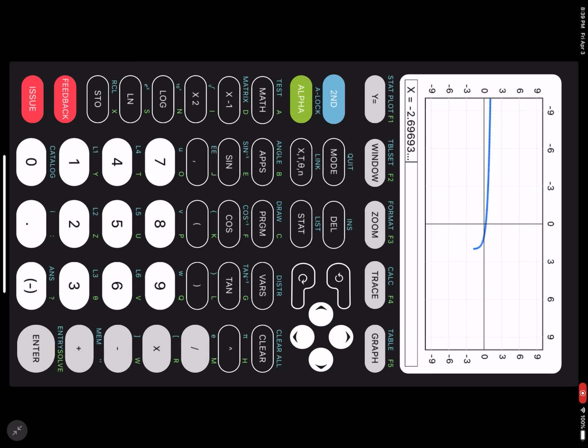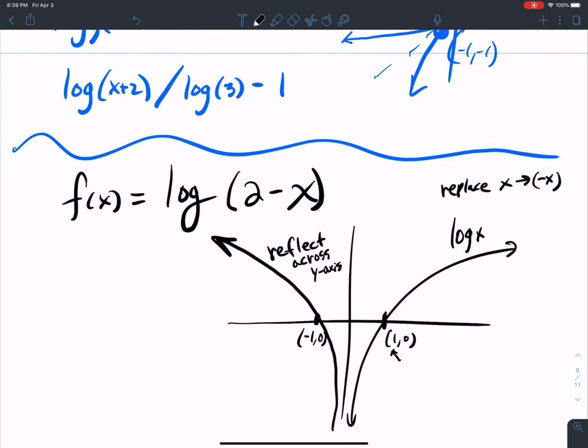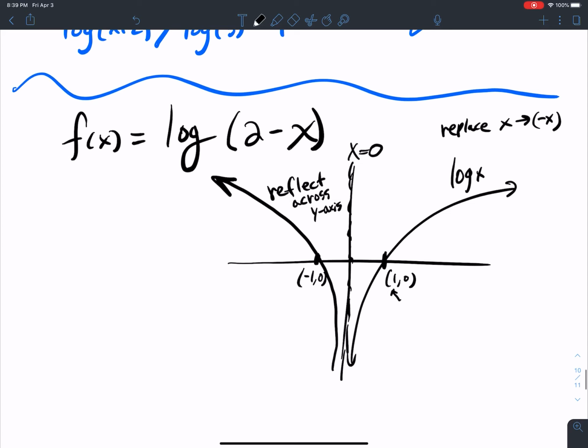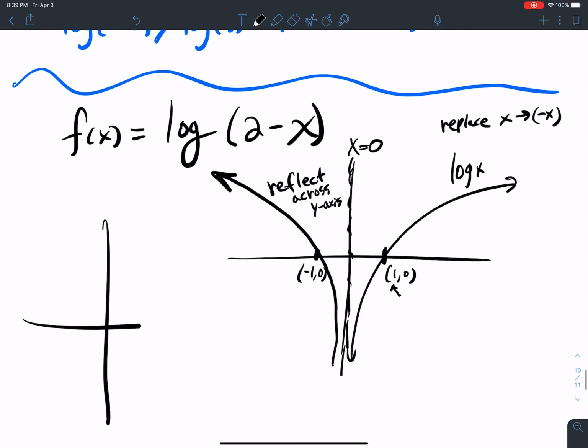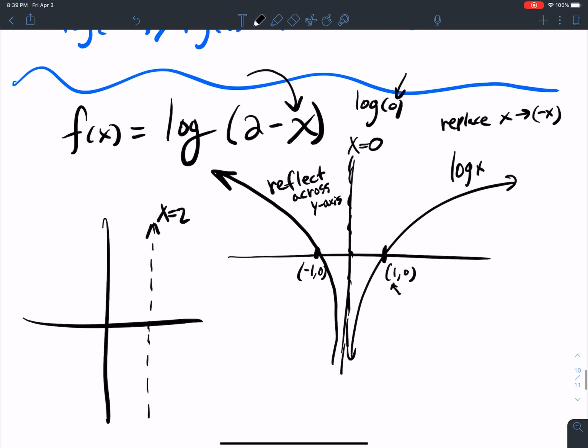Looks like we have a vertical asymptote at x equal to 2. So instead of my vertical asymptote being at x equal to 0, everything gets shifted over to x equal to 2. If I plug a 2 in, I get log of 0, right? So anytime I find log of 0, I'm thinking, okay, there's a vertical asymptote located there.